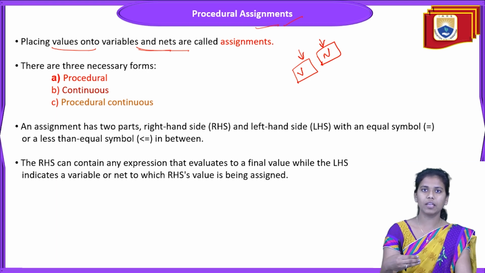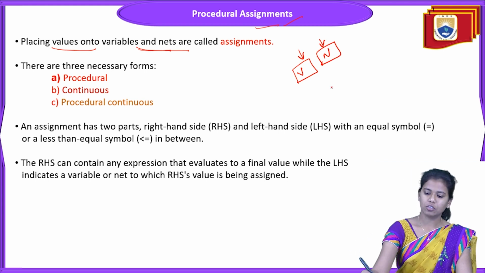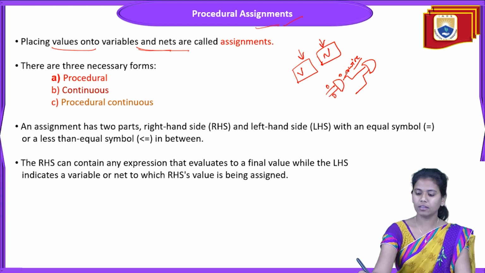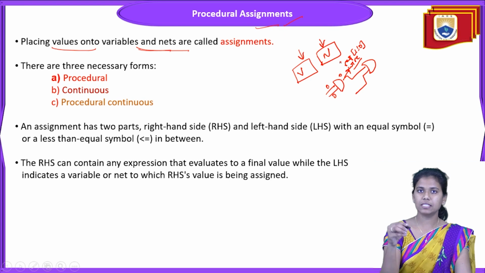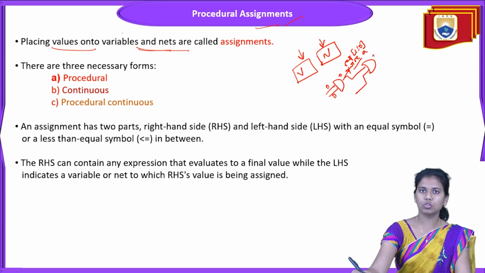A net is nothing but a wire that connects the output of one module to the input of another module, right? For example, this is a module, and you have to connect the output of this module to the input of this module. So through a wire, I am going to connect. If the inputs are 0, 0, obviously the output is 0, and that output I am storing by declaring a word called wire. So these are nothing but placing values onto a variable.